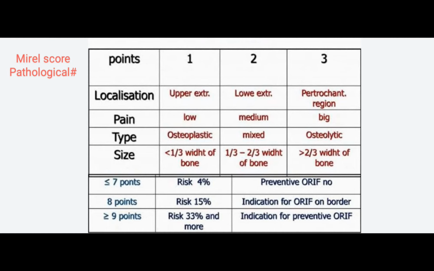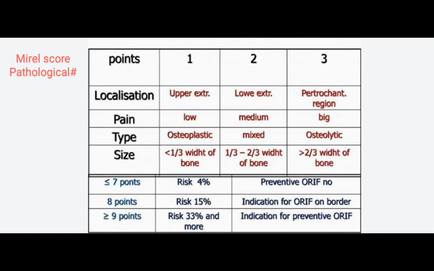In the localization, if it is in the upper extremity, 1 point is given. If it is in the lower extremity, 2 points. And in the pertrochanteric region, 3 points. Then pain, if it is low, 1 point, medium, 2 points, and big pain is 3 points. Type is osteoblastic, 1, mixed, 2, osteolytic, 3.